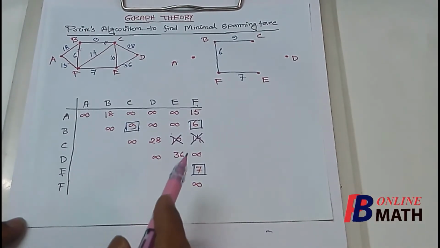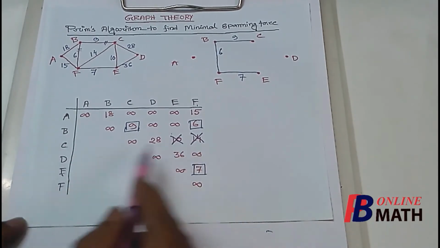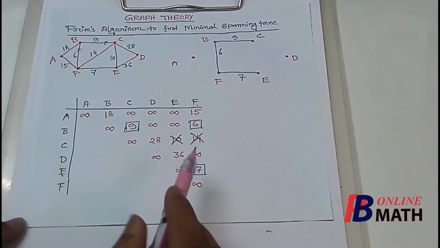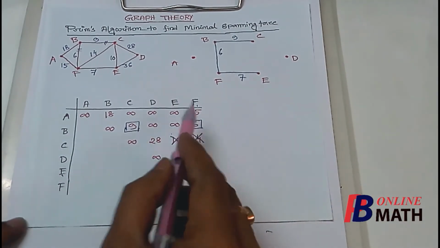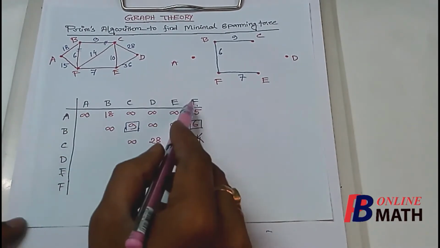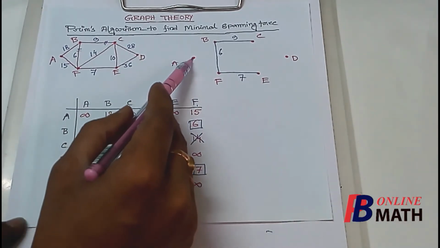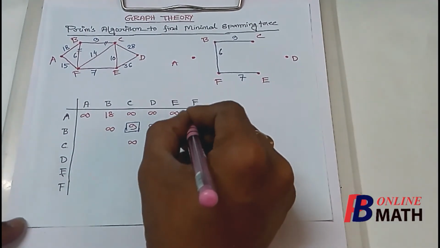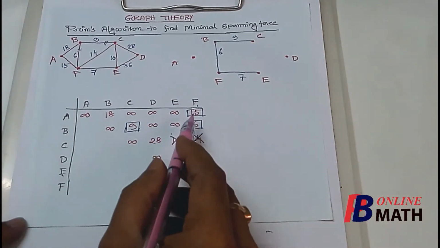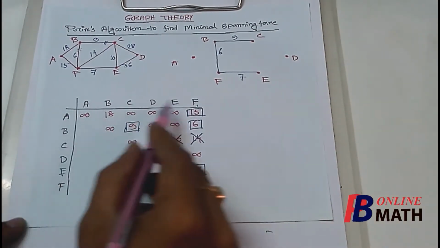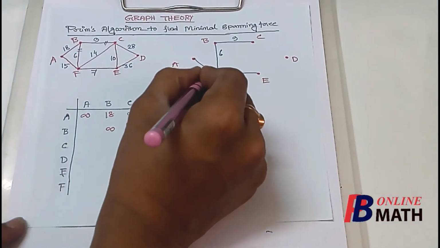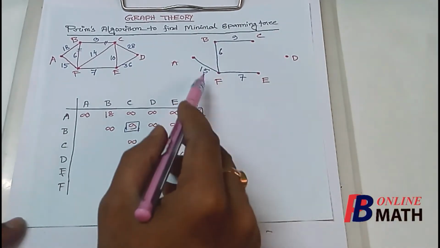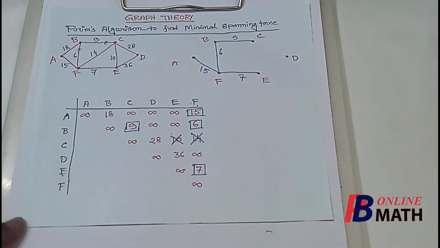That means we find the next minimum element from these 4 rows and 4 columns of B, C, E and F. Now we find that the next minimum is 15, which is between A and F. Now we find that if we connect A and F, then this will not form a circuit, so we can select this element. That means we connect the edge between A and F having the weight 15. So this is the weight 15 of the edge between A and F. So we have selected 4 edges, so only one edge is remaining.